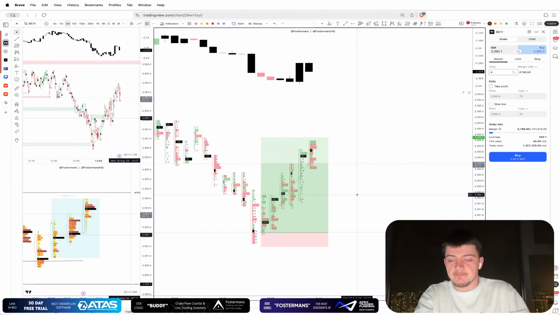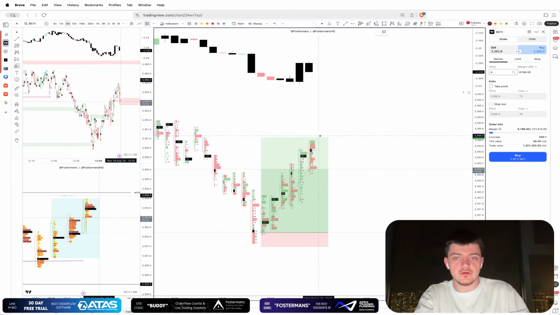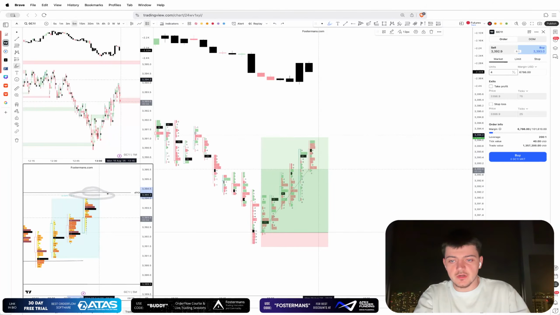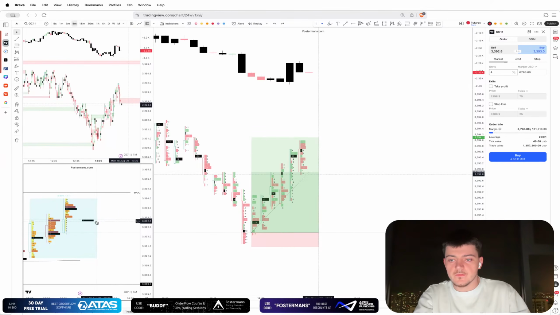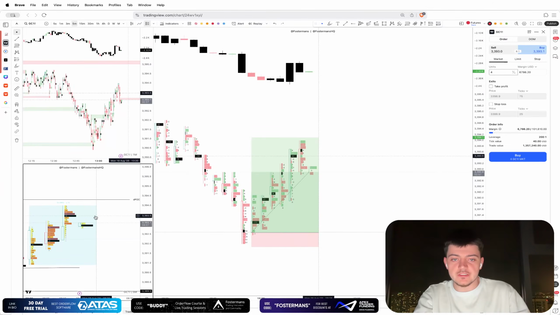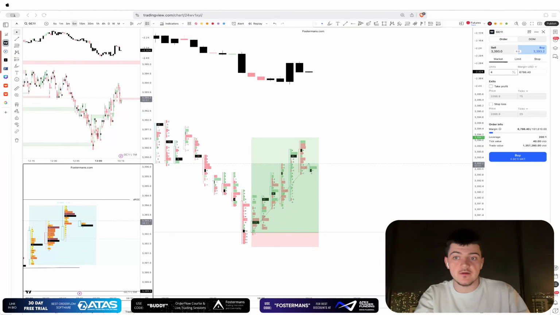So that's just one of the reasons I would not like these funded accounts. That's the reason I would not like that. But we're coming close at daily POC as well. We're about to retest this POC on a 5 minute. So we'll see how we react from there. That could also be really nice.